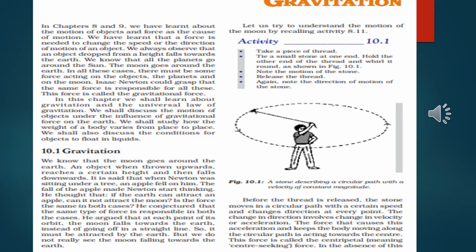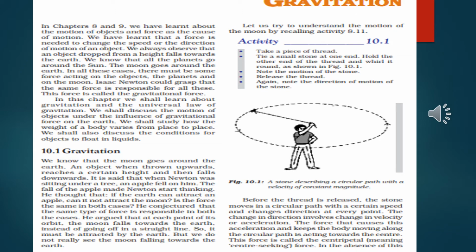So let's understand what is gravitation. We know that moon goes around earth. An object when thrown upward reaches a certain height and then falls downward. It is said that when Newton was sitting under a tree, an apple fell on him. The fall of the apple made Newton start thinking. He thought that if the earth can attract an apple, can it not attract the moon?